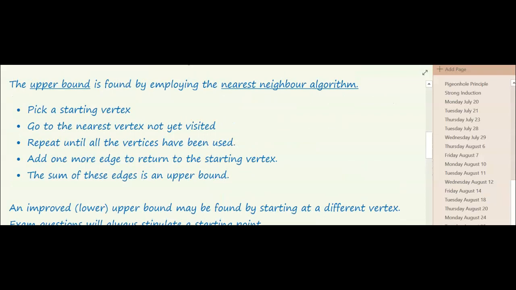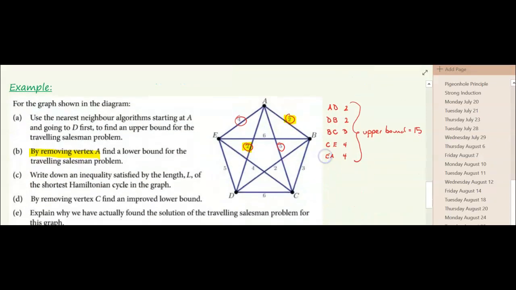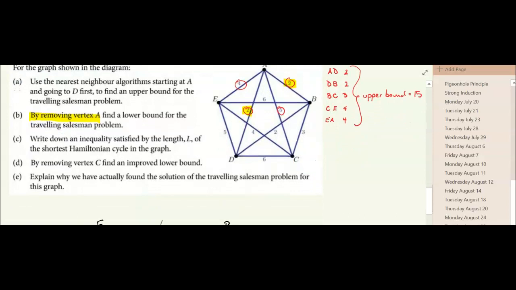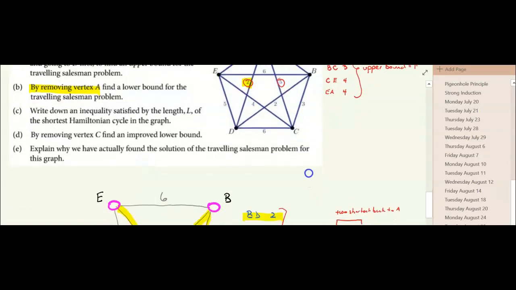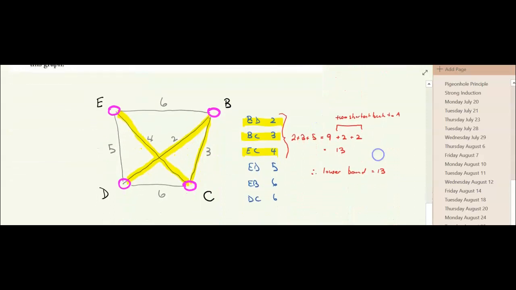We start on a vertex and we just bounce around, going the shortest distance each time to a vertex that's not yet been used until we've used them all. Then we take it back to the starting point. That's our upper bound. Our lower bound is we remove one vertex, we're normally told what it is, scrub out all the edges that connect it, then find the minimum spanning tree for the remaining graph and add the 2 shortest edges to reconnect the one you removed. That will give you a lower bound.